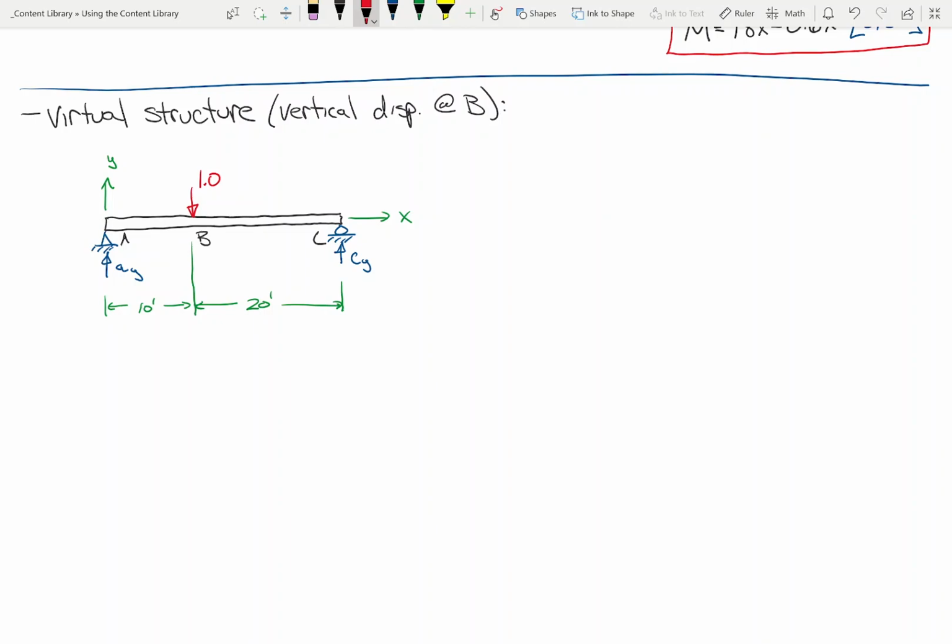And that's our virtual structure. So we're going to do this problem the same way that we did our last problem. Now we can't exploit symmetry on this, so we're going to have to sum moments. Let's sum moments at A. Summing moments at A, I'm going to have 1 times 10, and CY times 30. Is that right? So 1 times 10 and CY times 30.